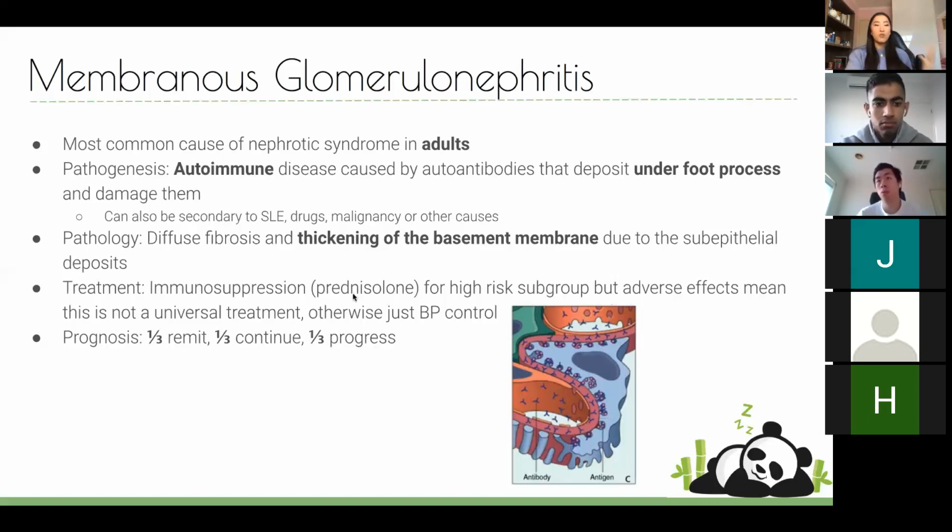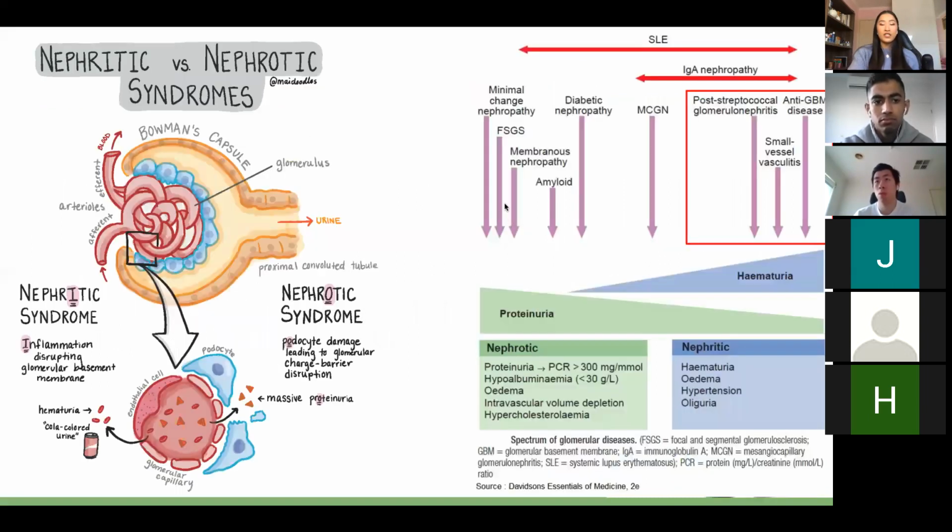And again, you try prednisolone for the high risk subgroup, because prednisolone long-term does have a lot of adverse effects. So some people just spontaneously remit, and in that case, you wouldn't want to be giving them prednisolone. So that is your nephrotic syndromes, those three there. And this is kind of a hierarchy in terms of how severe the proteinuria is.